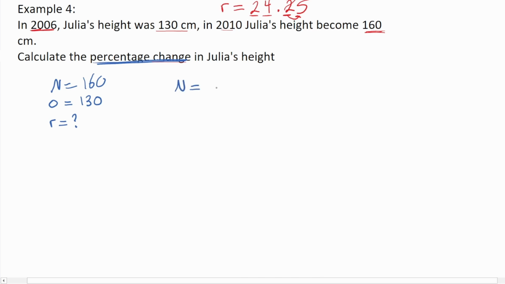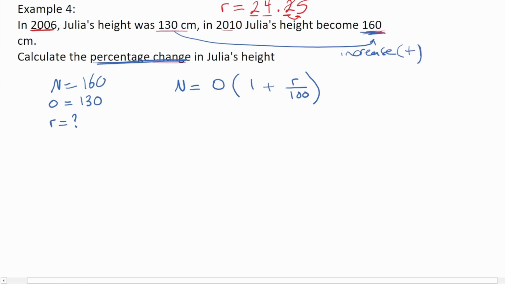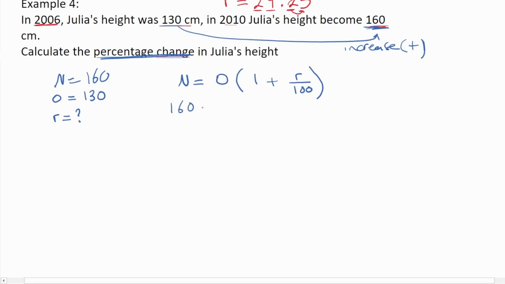Now let's write the rule. New equal to old multiplied by 1, r over 100. The question is this a plus or a minus in between them? So the question doesn't mention it directly. It just asks for a percentage change. Okay? So now it's your job to figure out if it's an increase or a decrease. So if you take a look here, her height was 130 and then it became 160. So this was obviously an increase. And so now I know that this over here should be a plus because percentage increase. Okay. Now let's plug in our variables. So we have 160 is equal to 130 multiplied by 1 plus r over 100.